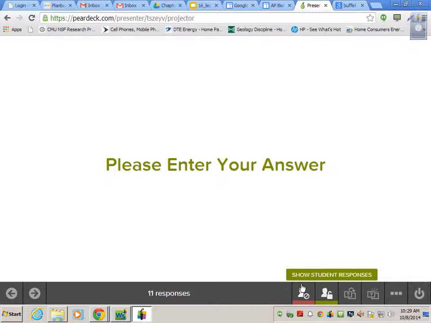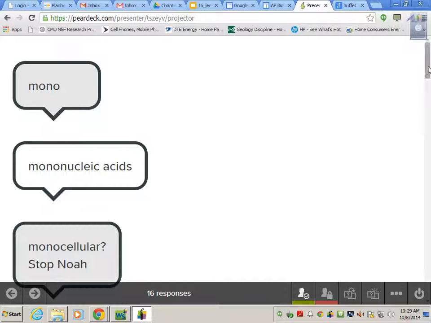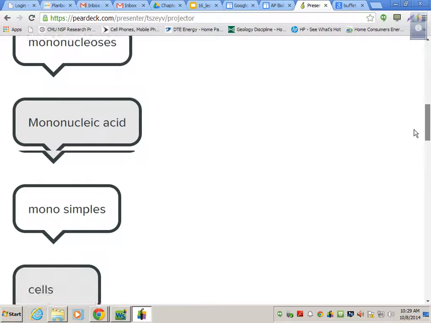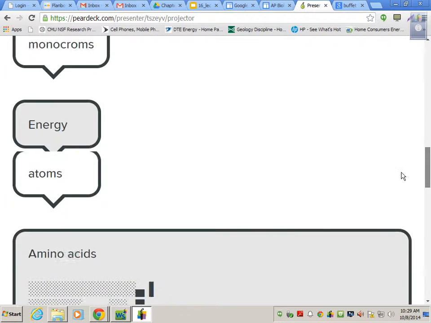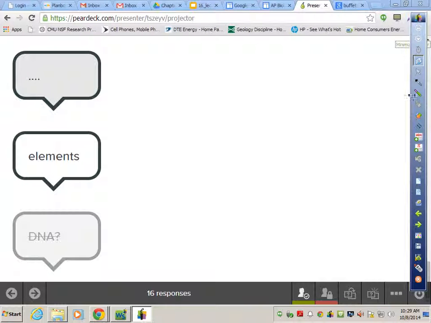Well, let's see what we came up with in 5, 4, 3, 2, 1. Okay, mononucleic acids, monocellular molecules, monocells, monosimples. Amino acids are a type of these. All right, so nobody. Write this word down somewhere.